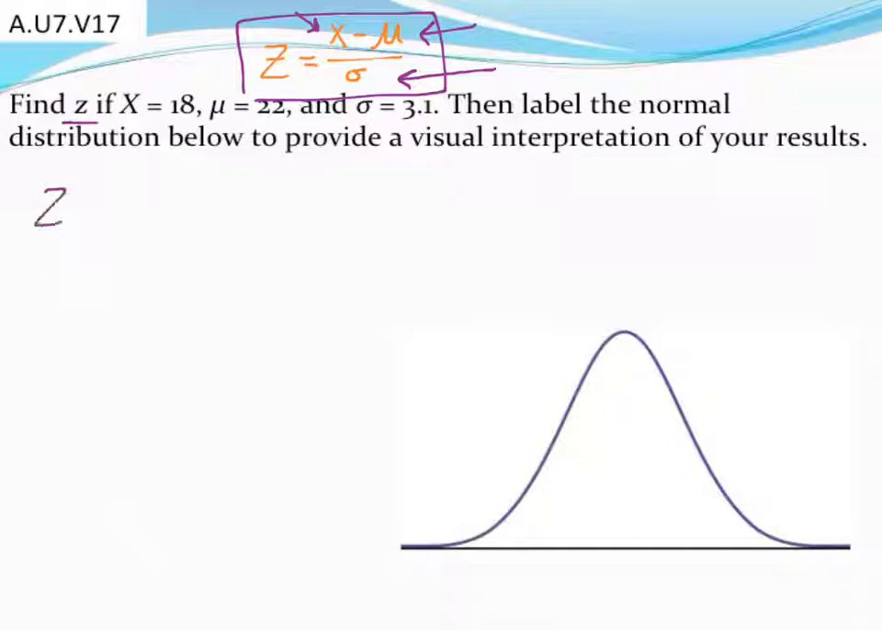So to do this, we'll use that formula and plug in what I've got. Our x, our data point, is going to be 18. Our mean, our average, is going to be 22 for mu, and then our standard deviation is 3.1 for sigma. So that's what I need to simplify there. That's not too bad to do. I'd end up doing -4 divided by 3.1, and your z-score comes out to be approximately -1.29.